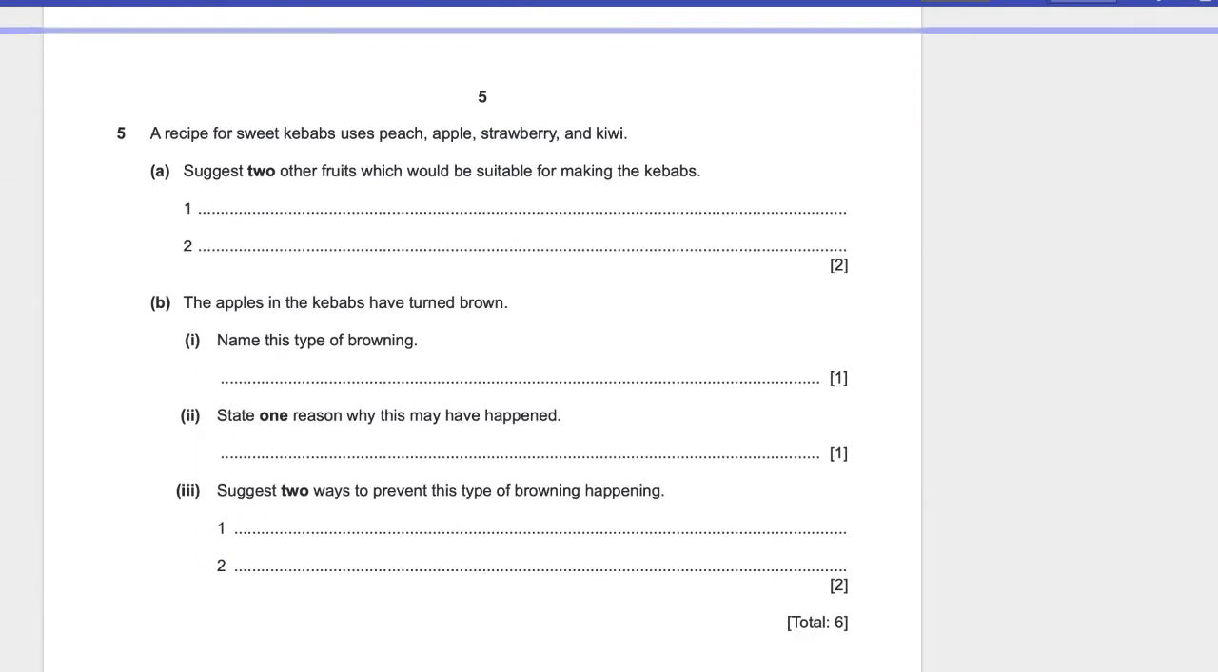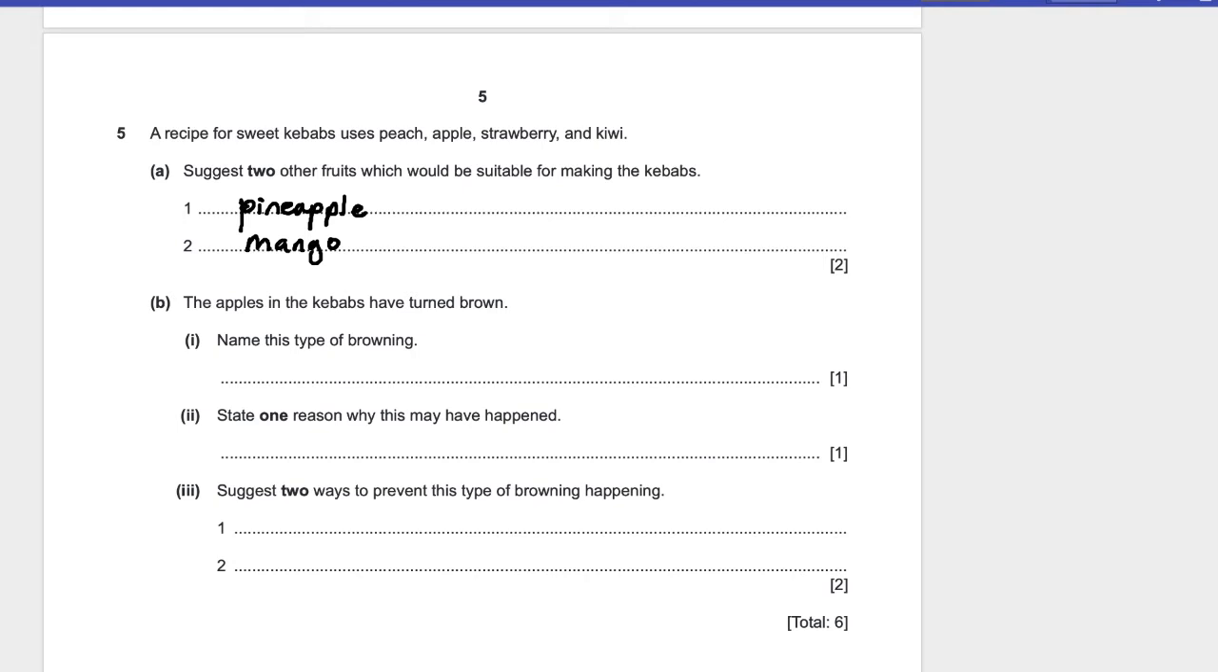A recipe for sweet kebabs uses peach, apple, strawberry and kiwi. Suggest 2 other fruits which would be suitable for making the kebabs. Any fruit would do, but you want to specifically mention a firmer fruit, enabling sticks to be poked through them. Pineapple and mango are 2 good choices.